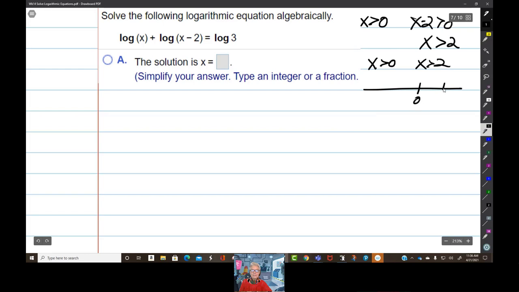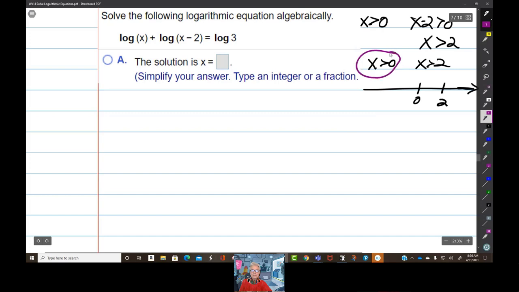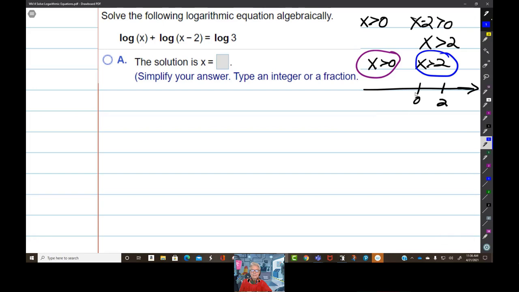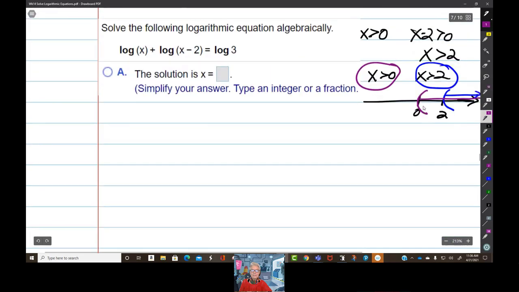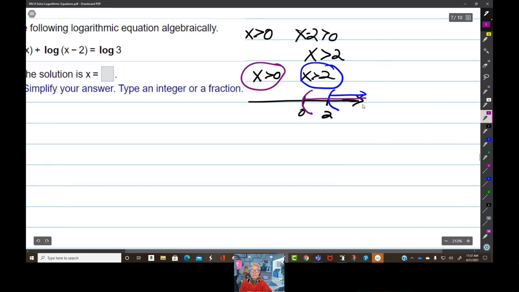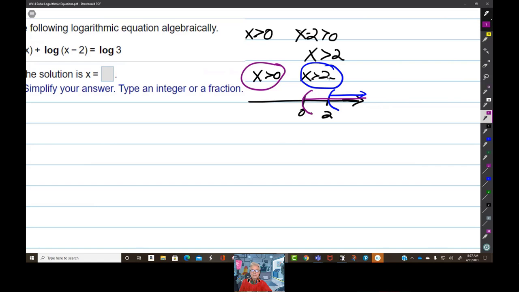Here's 0. Here's 2. Aha, this is different. Okay. So, x is 0, x is 2, positive 2. So, here, and here, where the two arrows overlap is over here, to the right of 2. So our answer is going to have to be greater than 2.